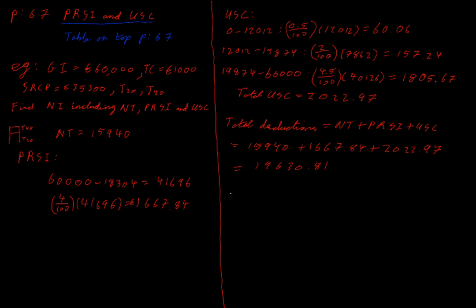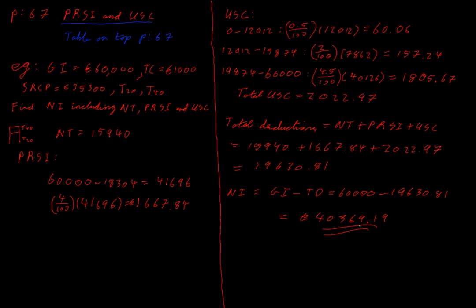from my income. So my net income would be equal to my gross income, my 60,000, minus all of my deductions, so my total deductions, which is going to be 60,000 minus my total deductions, which gives me a final answer, my net income, euro sign, 40,369.19. So this is the amount of money I get to take home. This could also be called my take-home pay, or net income is the slightly more formal name for it.